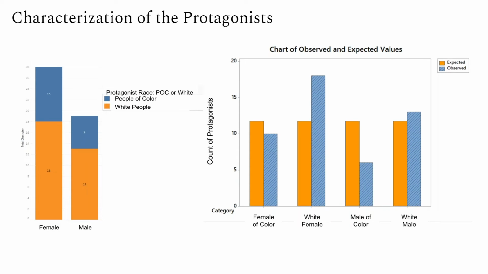The chi-square goodness of fit test indicated no statistical significance, so we were able to conclude that female protagonists of color, male protagonists of color, white female protagonists, and white male protagonists are all equally represented. However, this study coded race as binary, people of color and white, which may account for those results.